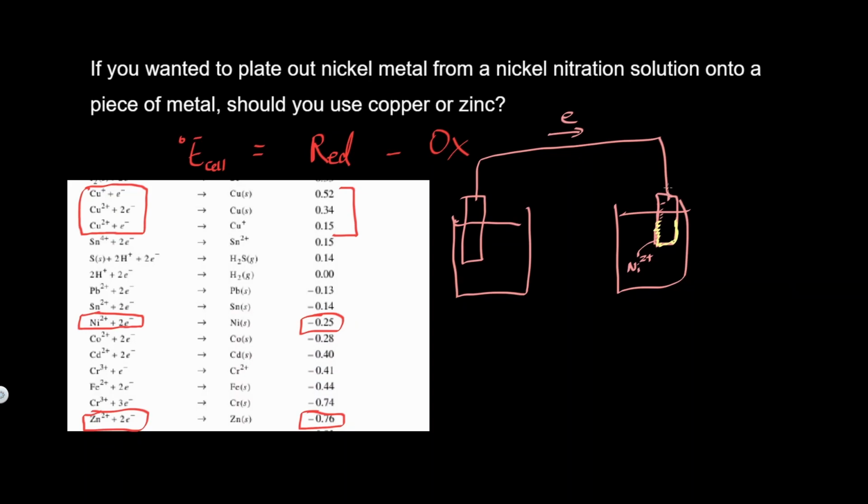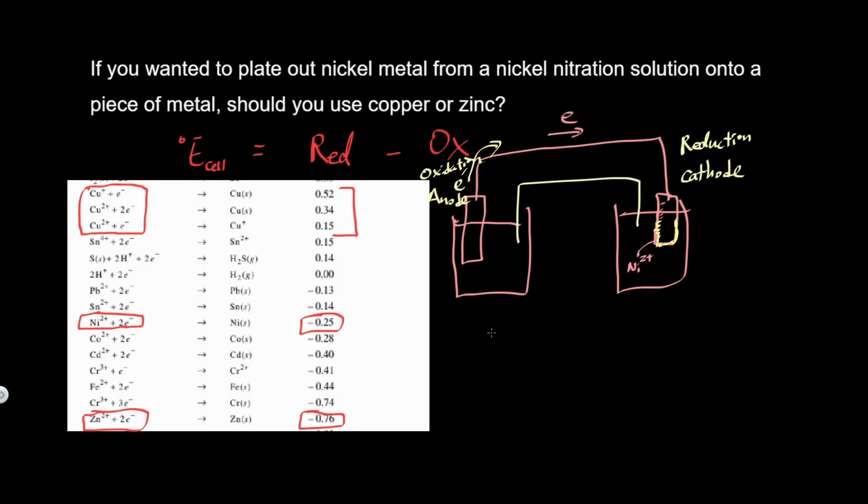So what happens here? This side is the reducing side, right? So reduction happens here, which is the cathode. However, this is where the electron is sent, so this is the oxidation side, which is the anode here. So would this be good for copper or zinc? That's what you're figuring out right now. And there should be a salt bridge here.